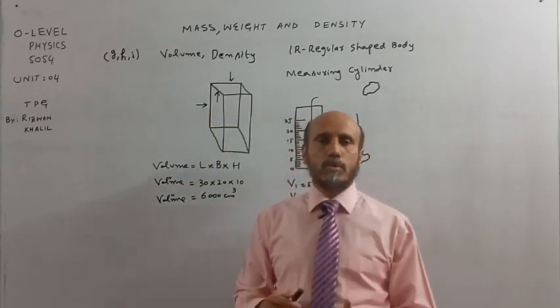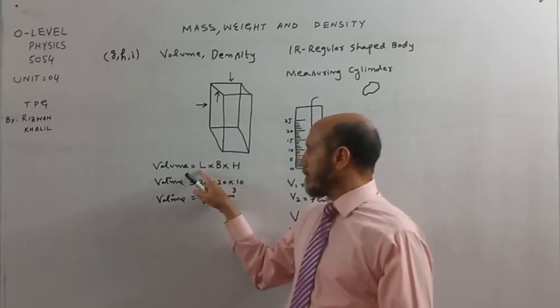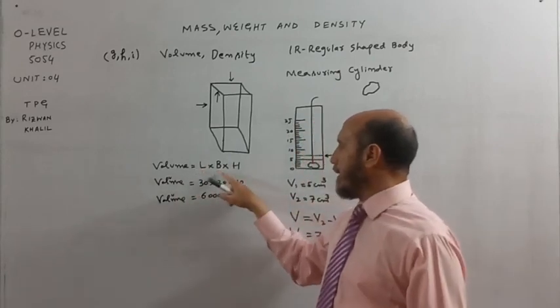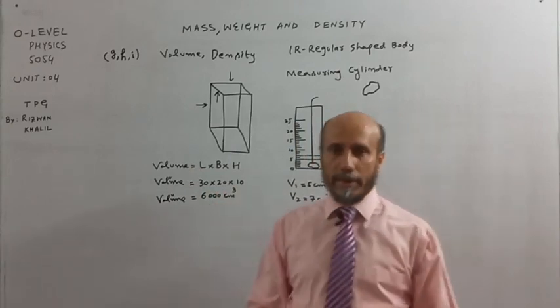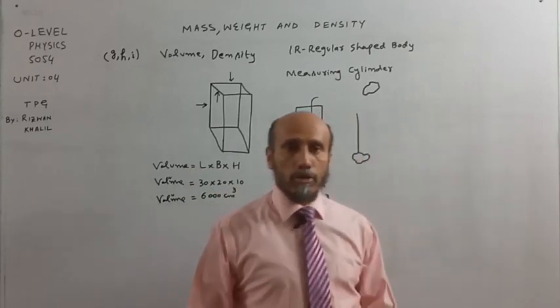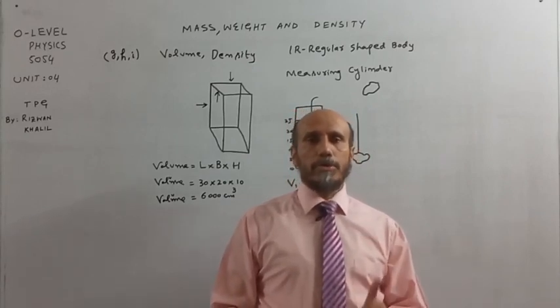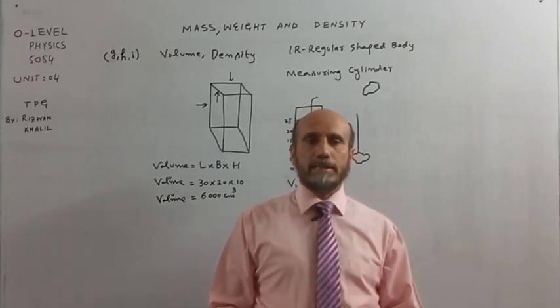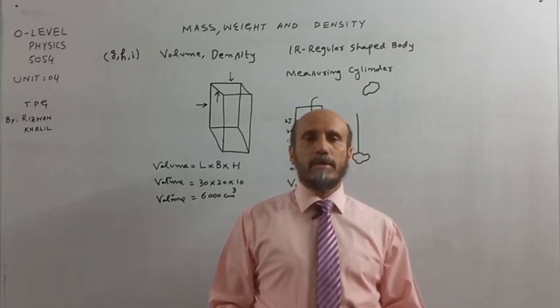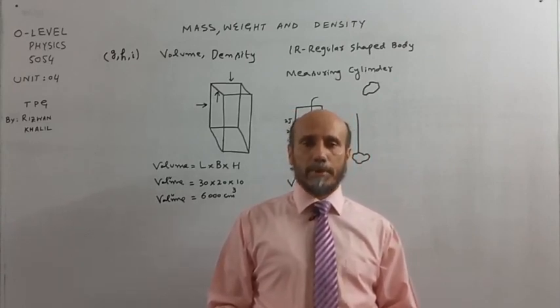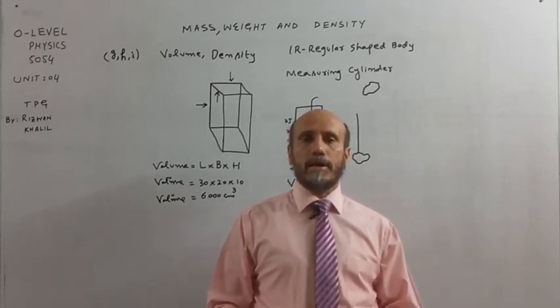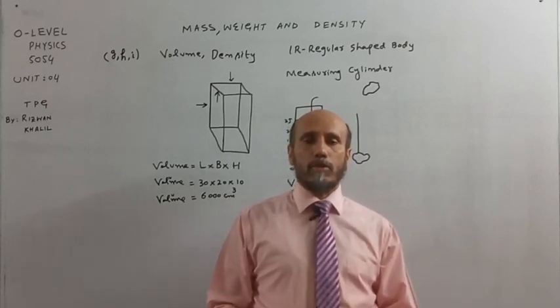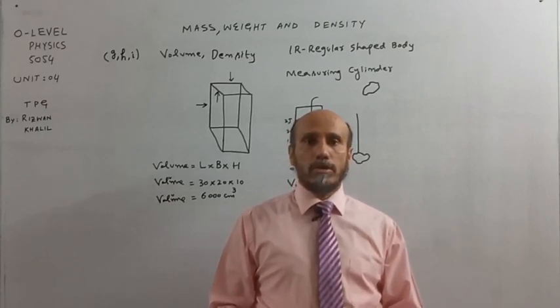For regular bodies we have to apply the formula L multiplied by B multiplied by H. So in this way we can calculate the volume of a regular shaped body. For irregular shaped bodies we have to use the measuring cylinder. A measuring cylinder is an instrument used to measure the volume of a liquid, but from the displacement of the water we can find the volume of an irregular body, and make sure that the body does not absorb the water.